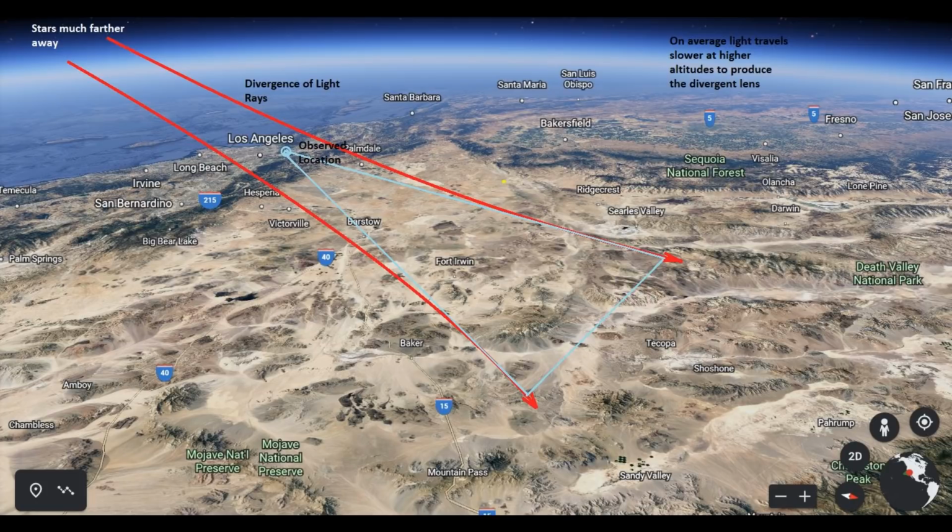And this indicates that higher up, light travels slower than down below. So it's really incredible. Or, as the flat earth community believes, there is a dome. The holographic dome. We'll talk about this in the future.